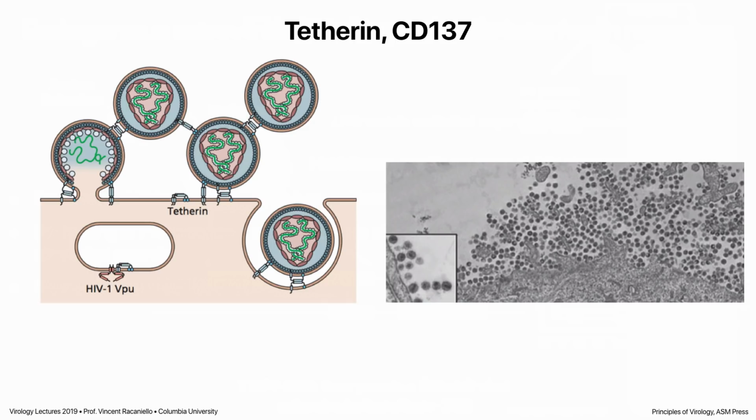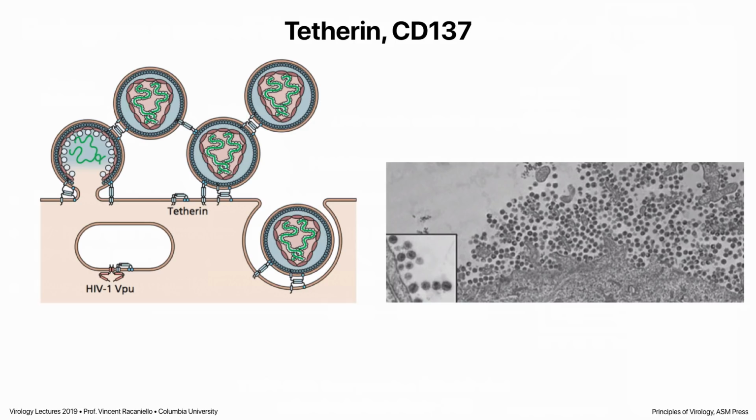Remember, interferon itself is not antiviral, but it turns on the synthesis of ISGs, interferon-stimulated genes, of which there are over 1,000. And let's talk about just a couple of them. Here's Tetherin, also called CD137. This is a very cool one.